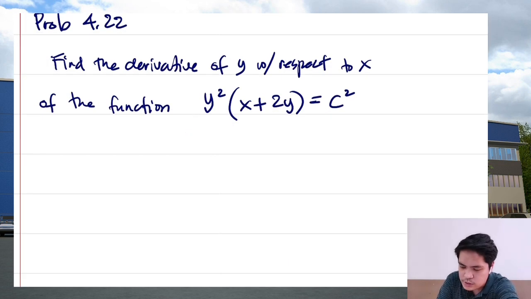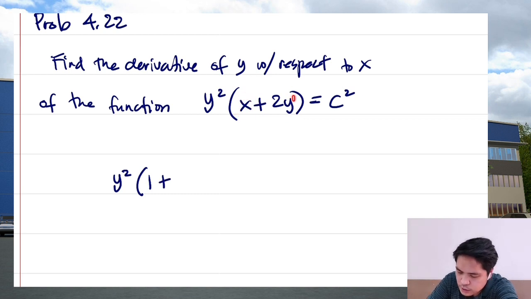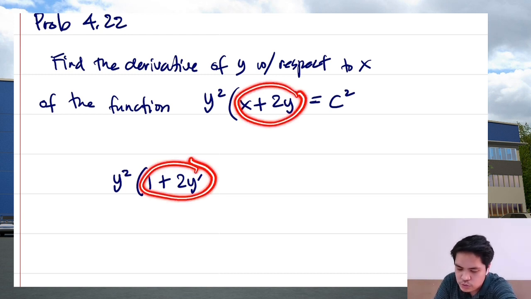Functions involving products. So, di ba yung process natin is that we copy the first times the derivative of the second function plus the second function, we copy that, then get the derivative of the first function. So, just do just that. So, copy the first function y squared times the derivative of the second function. So, the derivative of this is, the derivative of x is simply 1 plus the derivative of 2y is just 2 times derivative of y, which is y prime. Okay, so therefore the derivative of this is just 1 plus 2y prime.